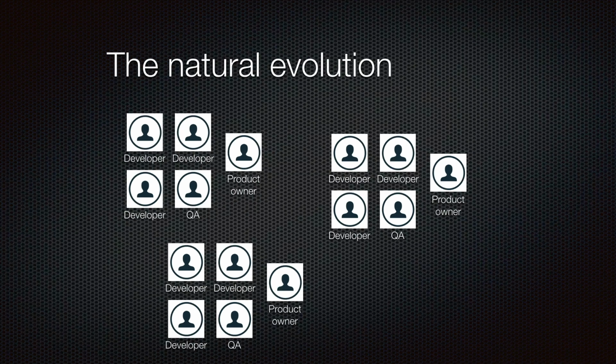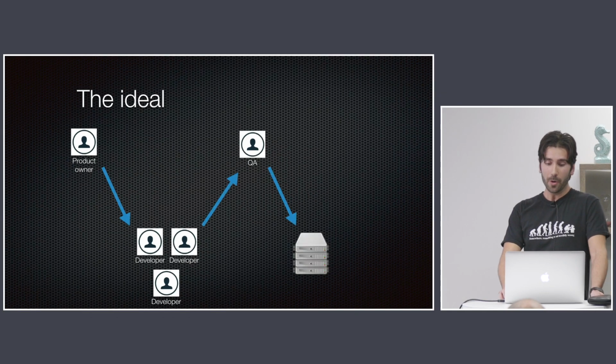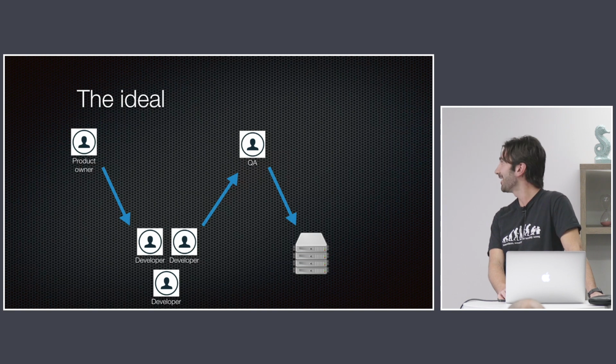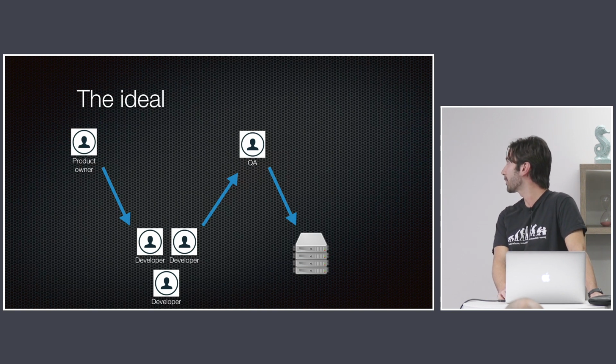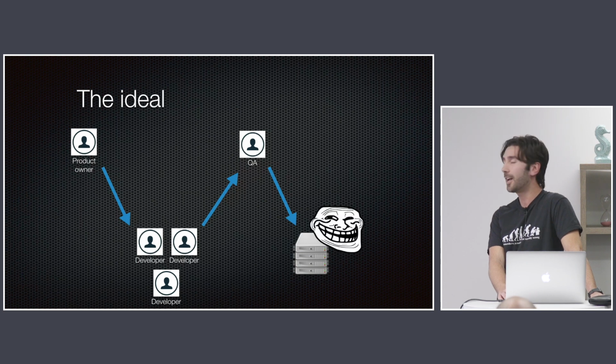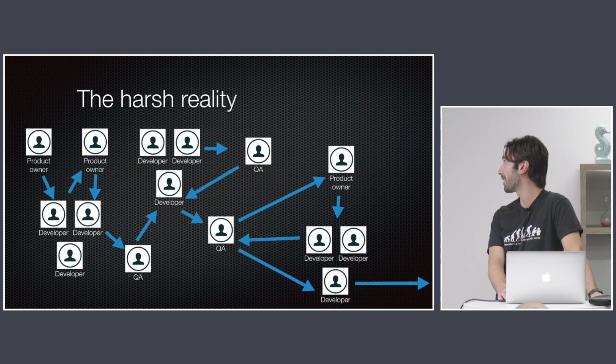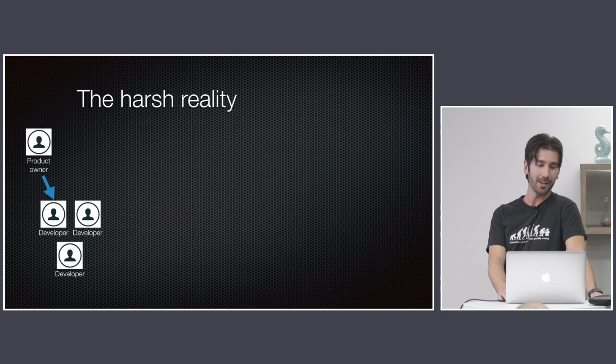We got multiple developers, actually multiple teams, and in every team we got QAs and product owners. So this is the ideal. Product owner specs out, developers develop, QA tests, and then there we go into production. And everybody's happy. But that's too nice to be true. I mean, that is a happy face, but it's really a troll face, because the harsh reality is something like this.